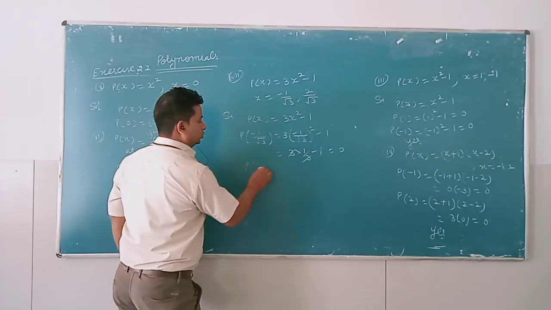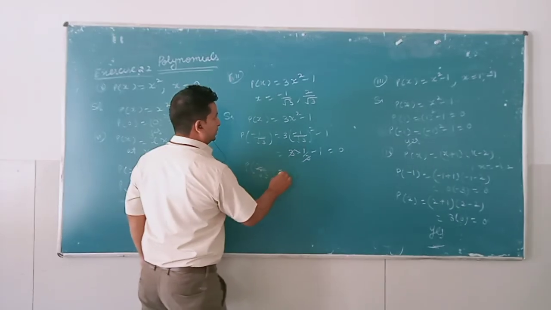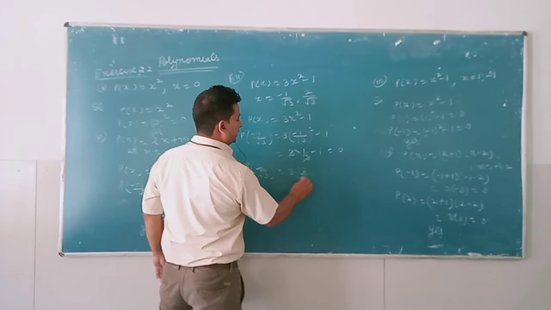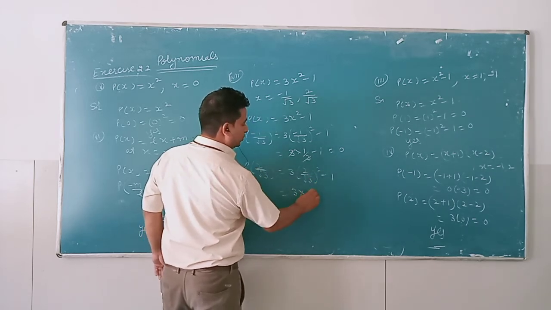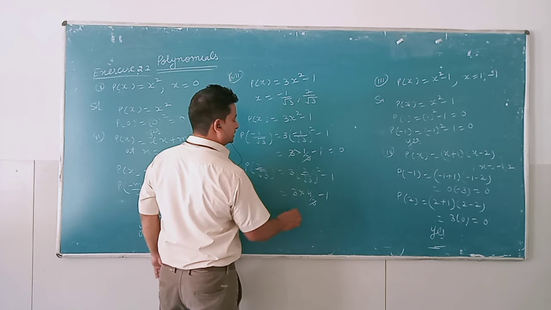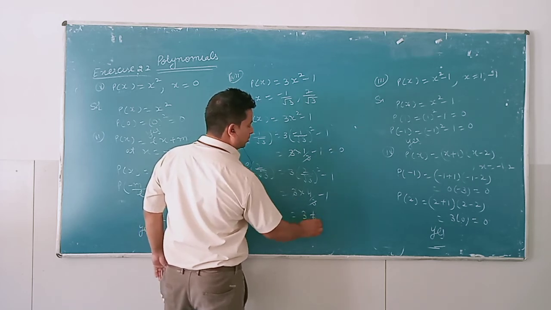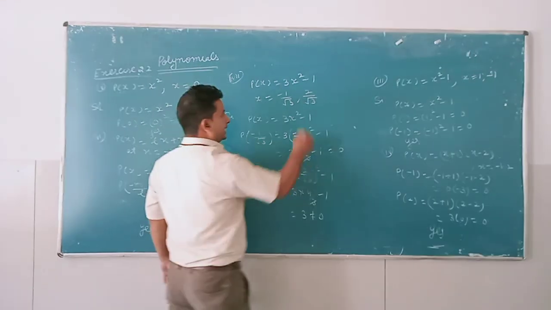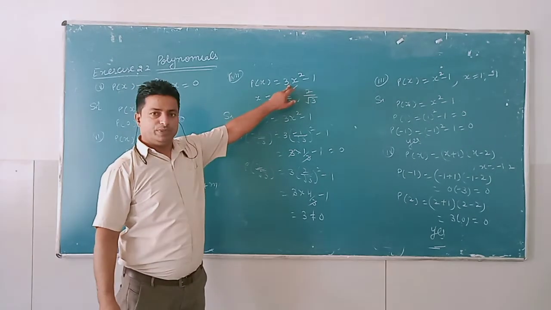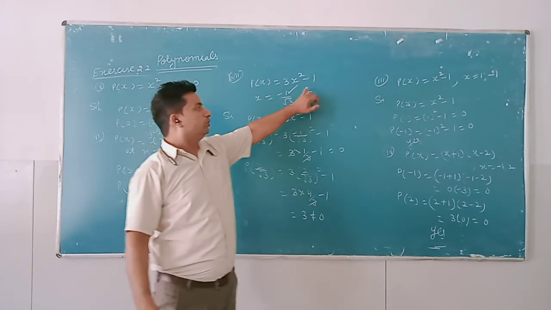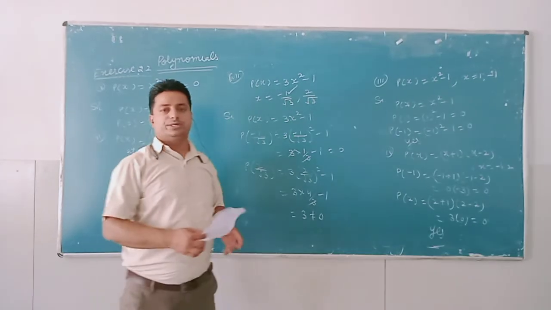When we check 2 by root 3, this means 3 into 2 by root 3 whole square minus 1. This is 4 upon 3 minus 1. This cancels out. This is 3, which is not equal to 0. So x is equal to 1 by root 3 is its root, but 2 by root 3 is not its root.